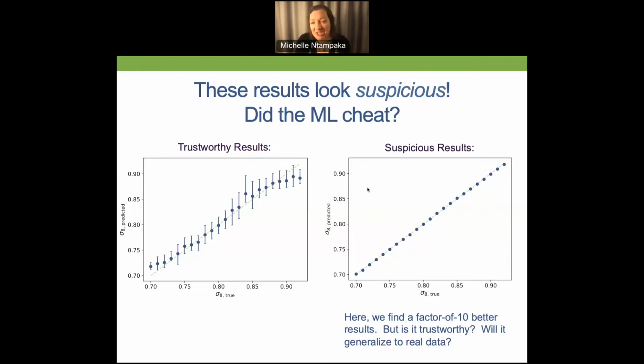And before I published this, I really needed to understand, are these results trustworthy? Have I built a tool that truly does a factor of 10 better? Or has my model cheated?